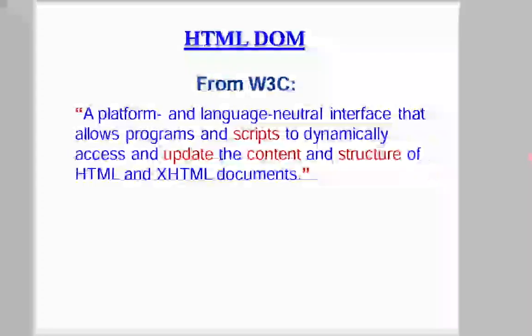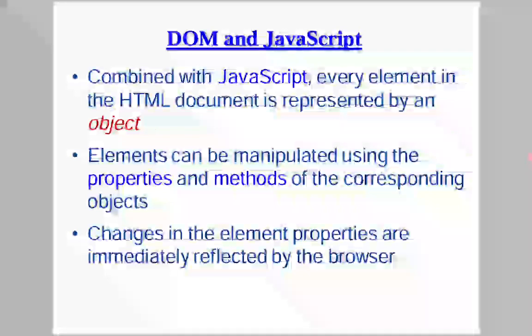DOM and JavaScript are various components. DOM combined with JavaScript, every element in an HTML document is represented by an object. So what is the document object model? We can access each and every component of an HTML page or web page, and by using JavaScript and programming, we may control it easily.